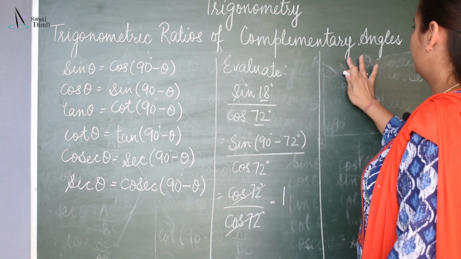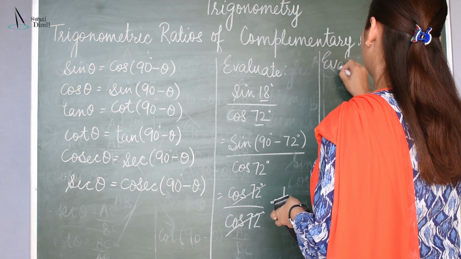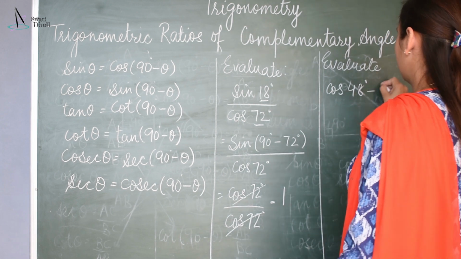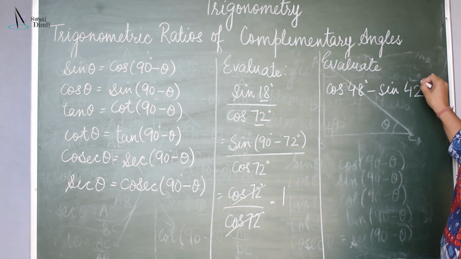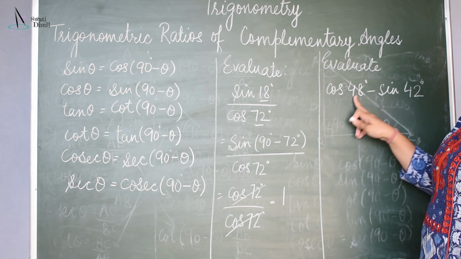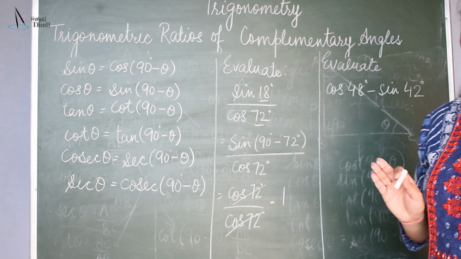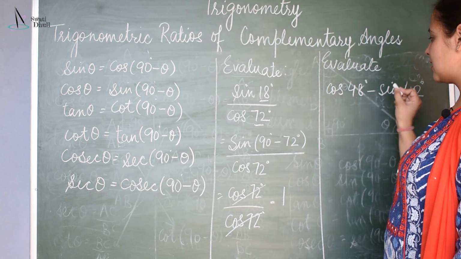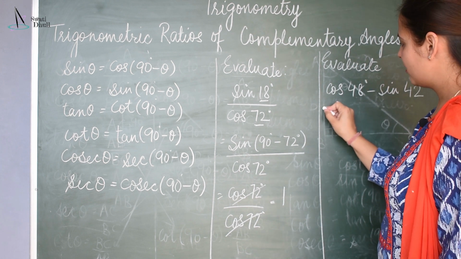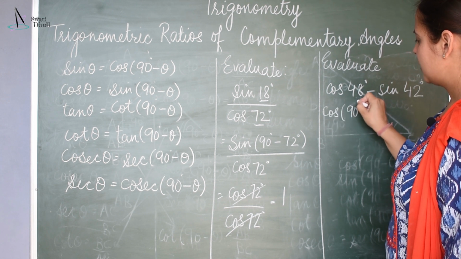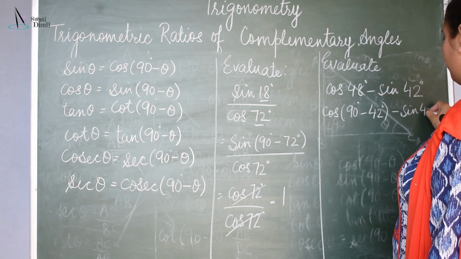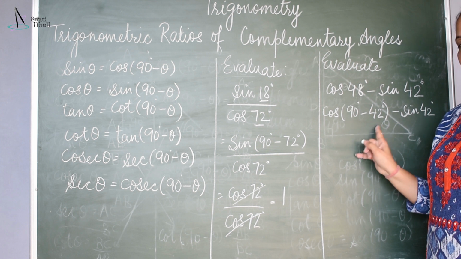Let's take one more example. Evaluate cos 48 degree minus sine 42 degree. Now see here, cos and sine are complement to each other. So 48 plus 42 makes 90 degree. So either one I have to change. So I'll change cos 48. I can write it as cos 90 minus 42 degree minus sine 42 degree, because this 90 minus 42 is 48.